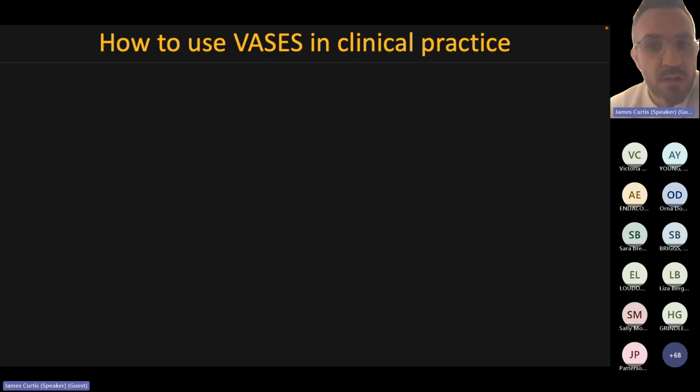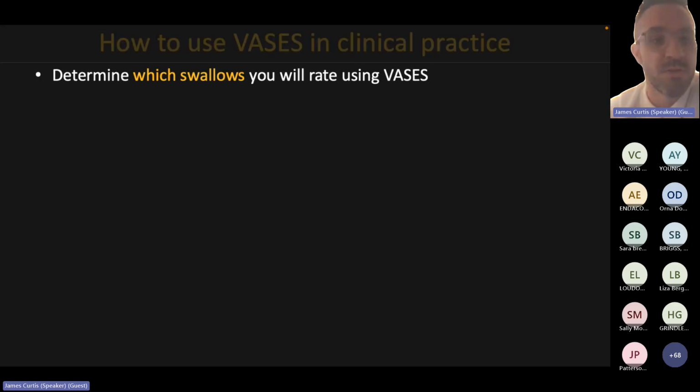But a little bit more concretely, if you were to provide VASES ratings, the very first thing you would do is determine which swallows you're going to start rating using VASES. At our center, we have a standardized protocol that we use. And for the swallow trials in that standardized protocol, all of those swallow trials are getting rated by VASES. We're pretty quick at rating it. Like I said, it's about a minute per swallow, and we have 9 or 11 swallows in our standardized protocol. And so we're reviewing the phases anyway, and then adding the measures doesn't take too long.